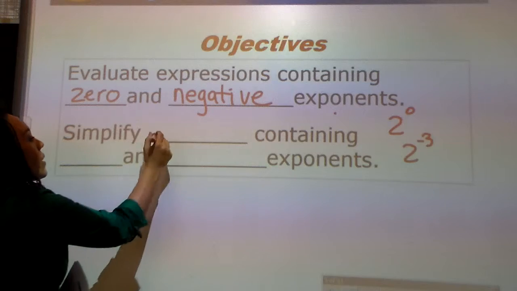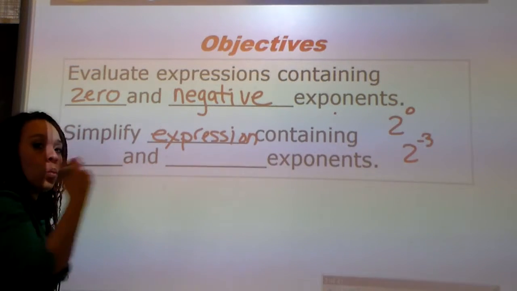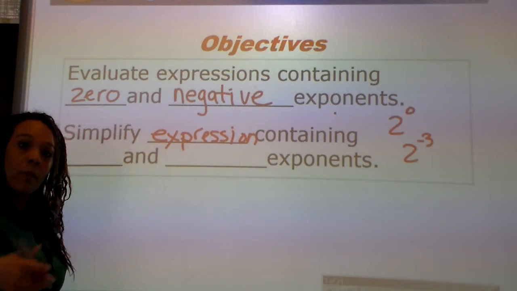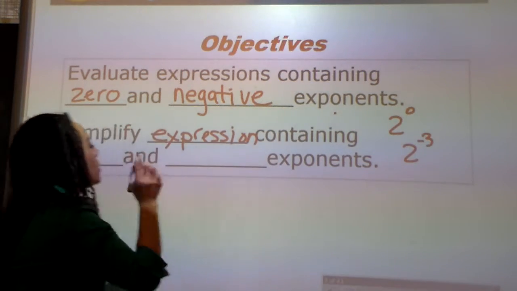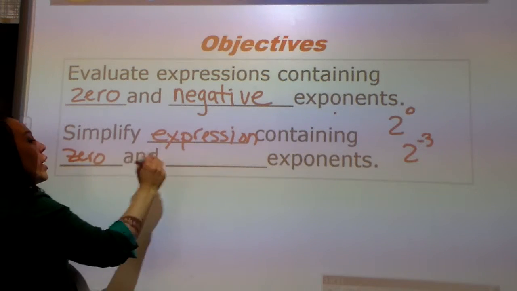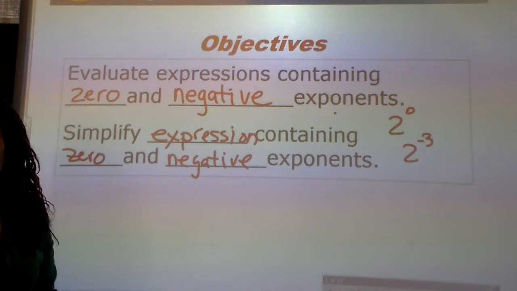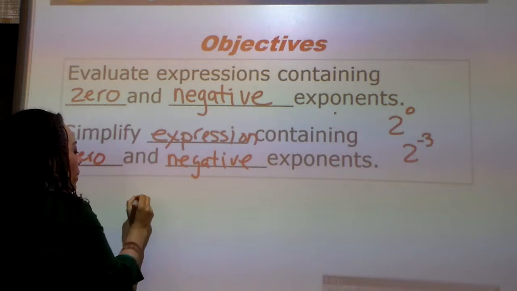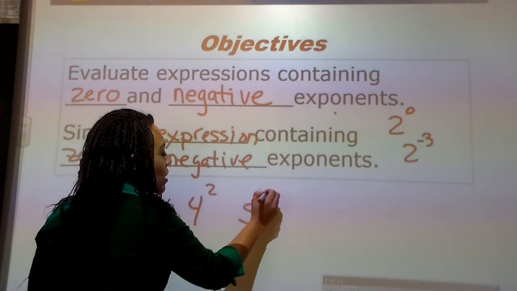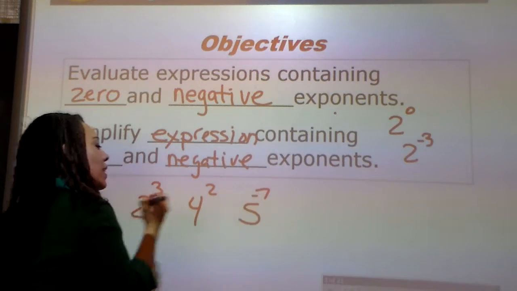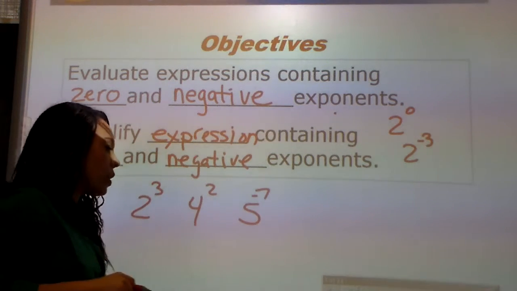We're going to also learn how to simplify expressions. That's like we just simplified an expression in the warm-up by substituting and then doing all the math work out for it. But how do we simplify those expressions if it has a 0 or a negative exponent? Okay? So up until now, you've seen some very easy exponents: 2 to the 3rd, 4 to the 2nd, 5 to the 7th. But what happens when it's 5 to the negative 7? How do I solve that? That's what we'll be learning this week.